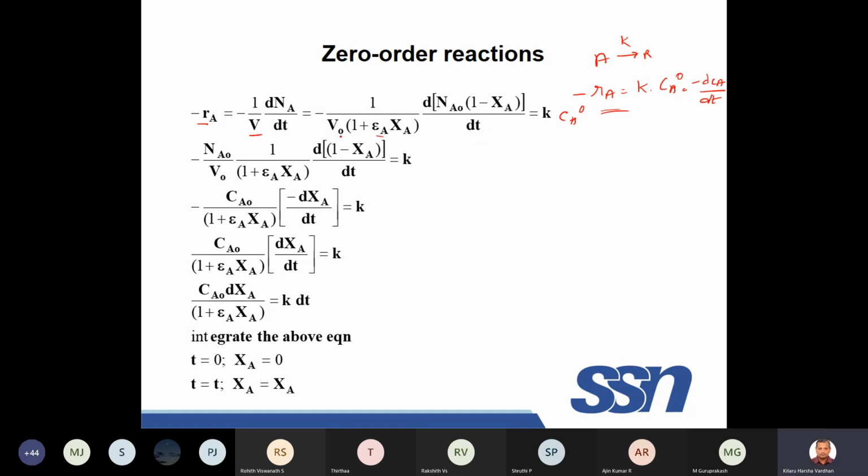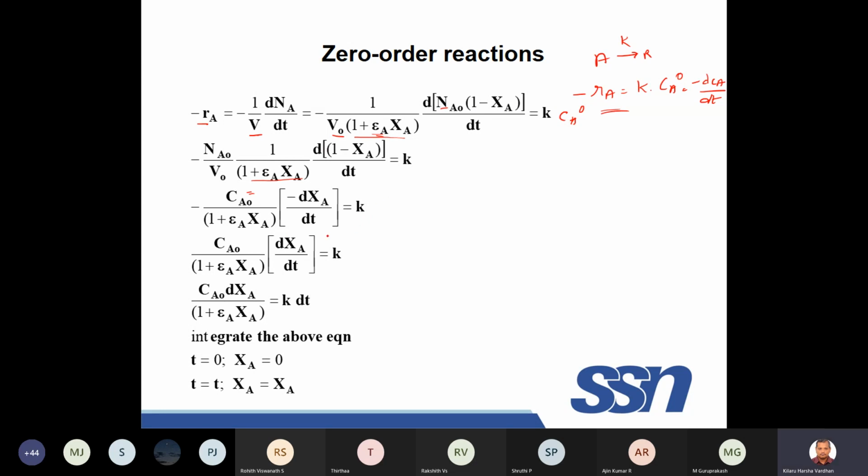So you see V naught is constant. So here NA naught is constant. So NA naught by V naught is CA naught. That is what you get. The rest of the thing is not a constant, so that you are keeping. So this A is coming out. So differential of 1 minus XA by dt. So NA naught by V naught is CA naught. This you keep. So this differential is minus dXA by dt is k.